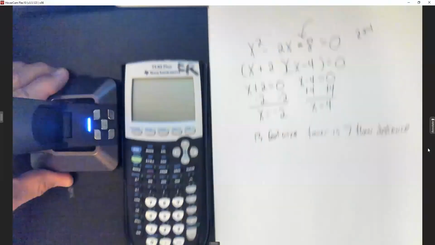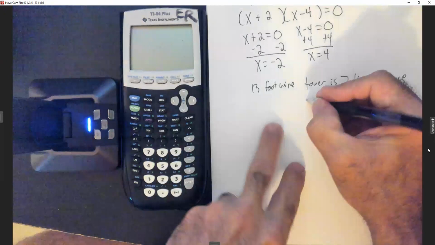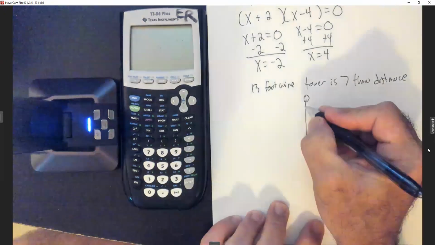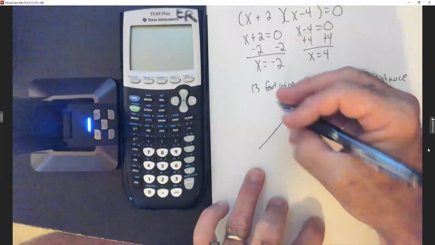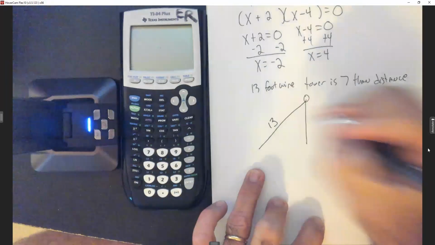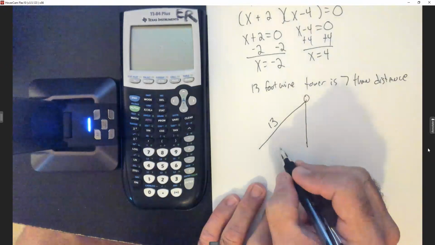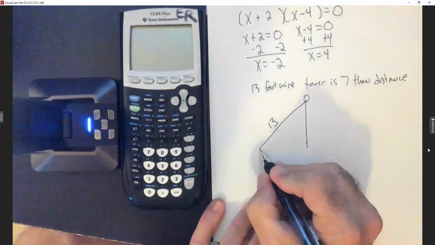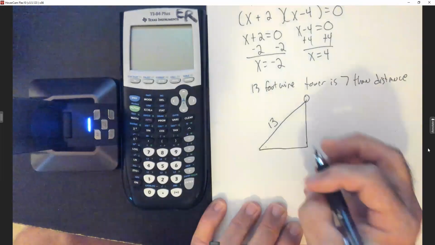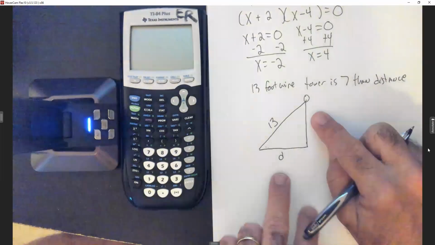All right, so I'm about to fix y'all on this one. I got me a tower sitting here. And then what they did, they tied a wire from my tower to the ground. I know this wire is 13 feet long. Now, they did tell me that the height of this tower is 7 feet longer than the distance here from the tower to the wire. So I'll just call that D, distance D, which means that this tower is going to be D plus 7.